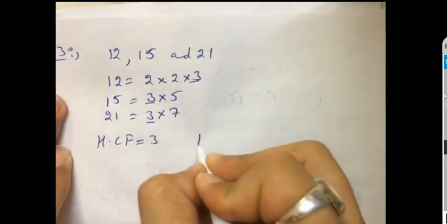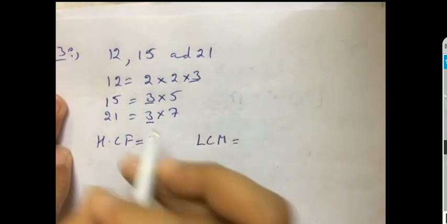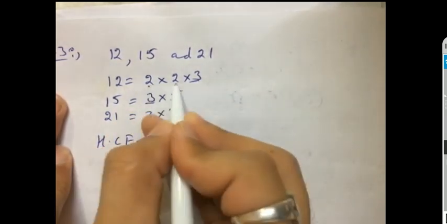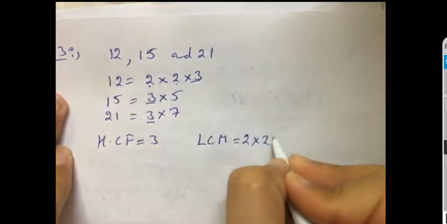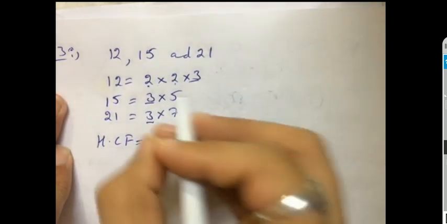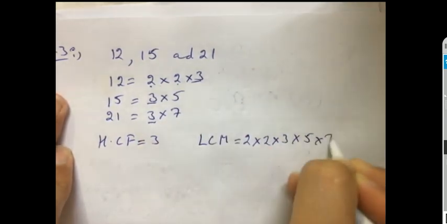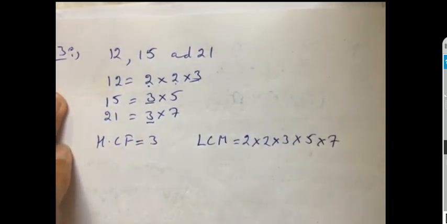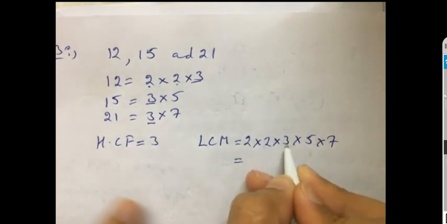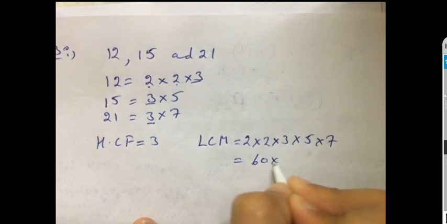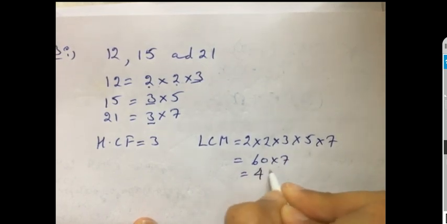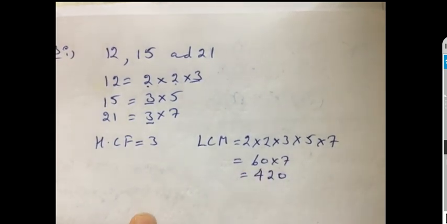And LCM will be all the factors. 2 is there, 2 into 2 isn't common. Then 3 is common in all, so we'll take one 3. Then 5 into 7. The answer will be 2 into 2 is 4, 4 into 3 is 12, 12 into 5 is 60, 60 into 7 is 420.